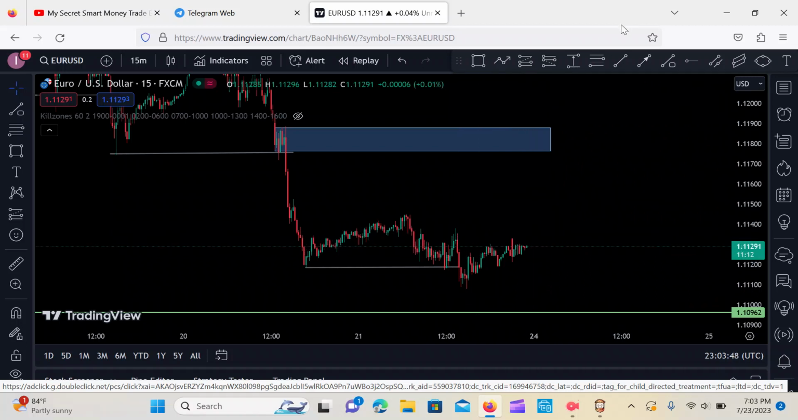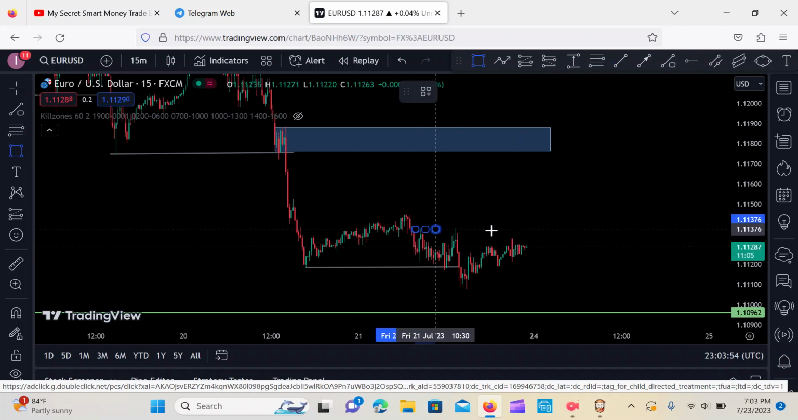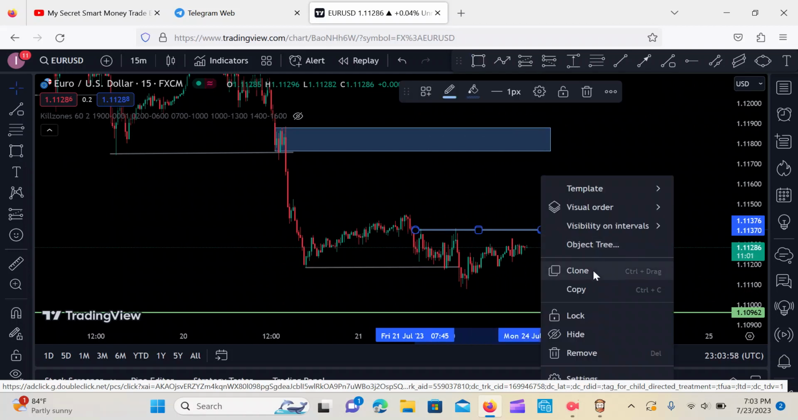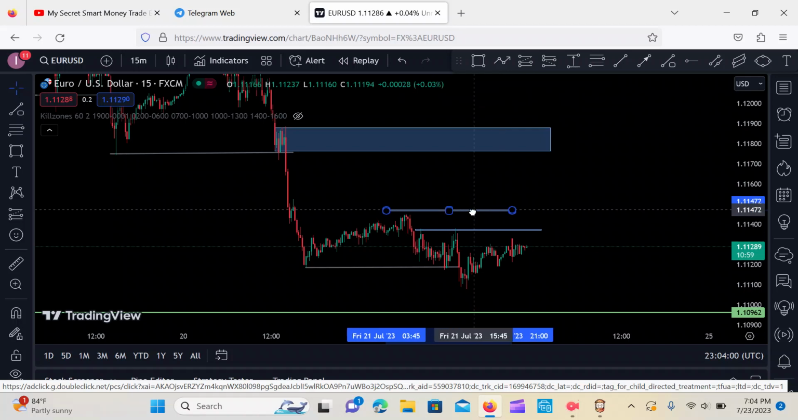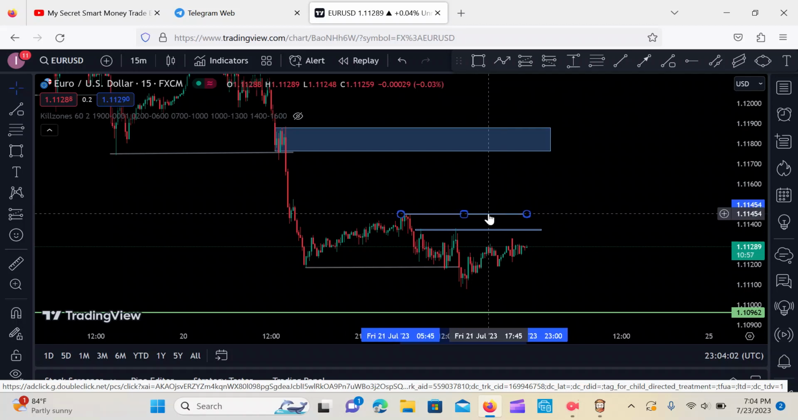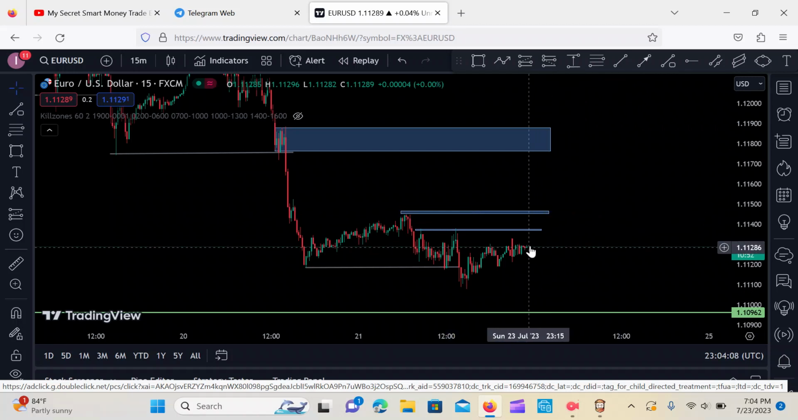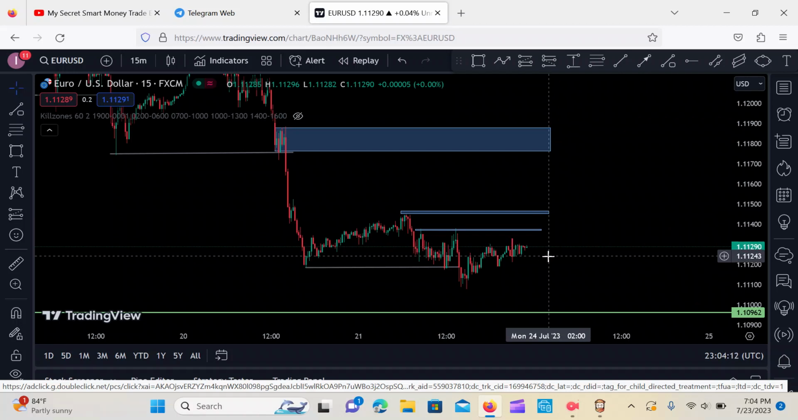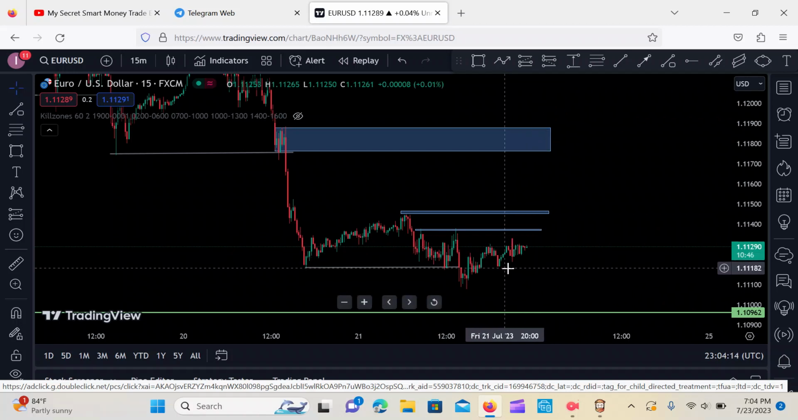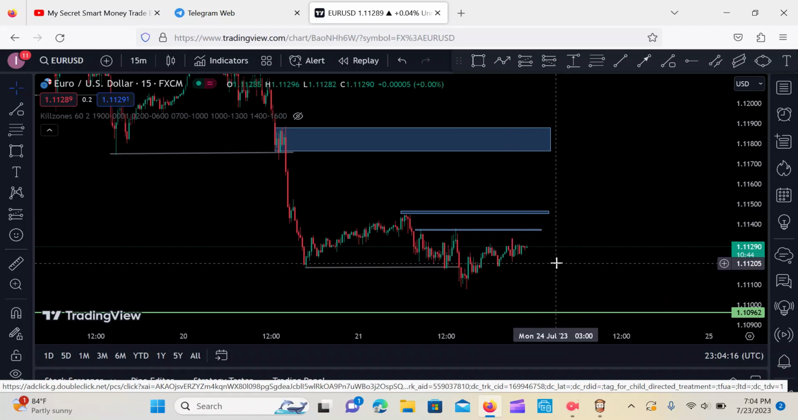Once price breaks above this high, hold on, one second. So if we have this high broken and we have another high right here, if this high was broken, there's a possibility price might come back here to respect a particular area around here before pushing to the upside. That is something like this.